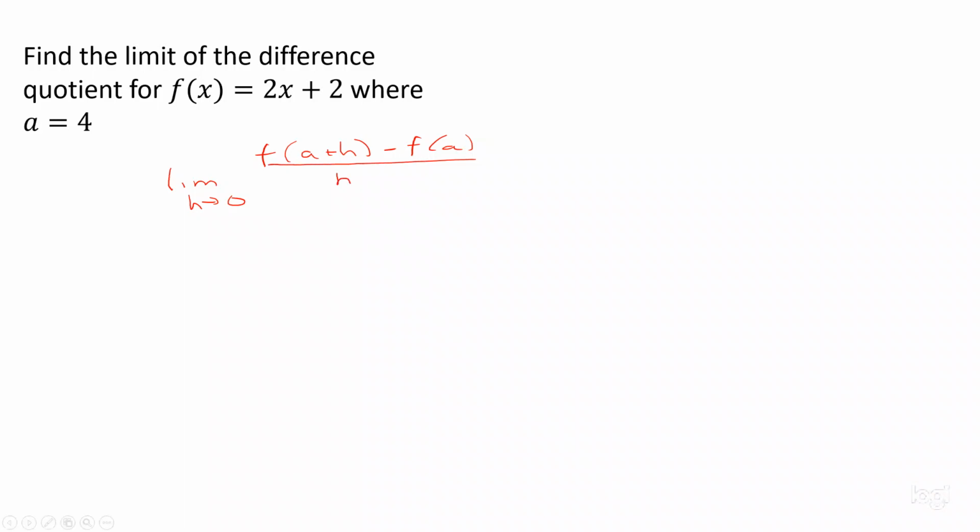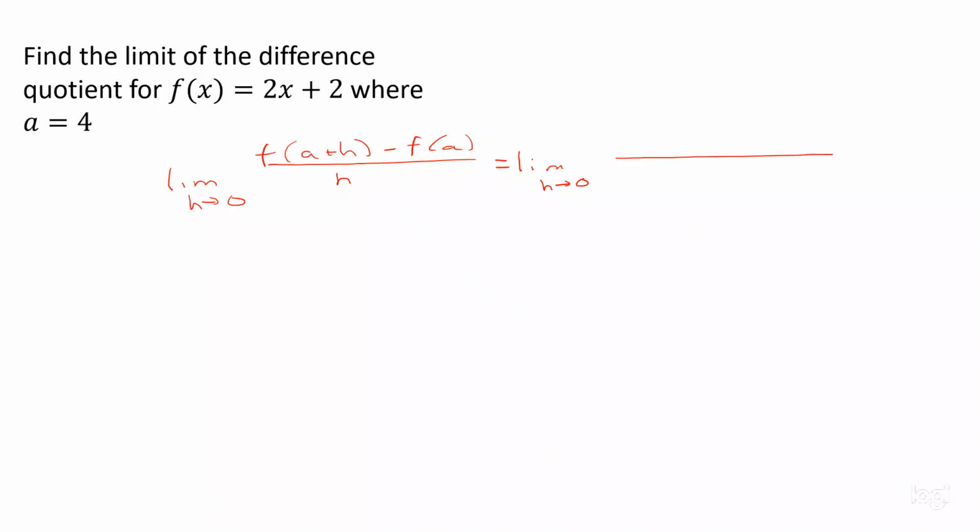Now, the interesting thing about difference quotients is that these generally almost always work out. So let's look at this. This is the limit as h goes to 0. So we have to calculate f of a plus h. So let's put a big line here.